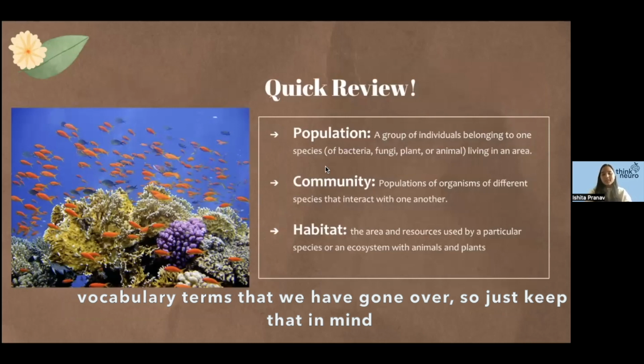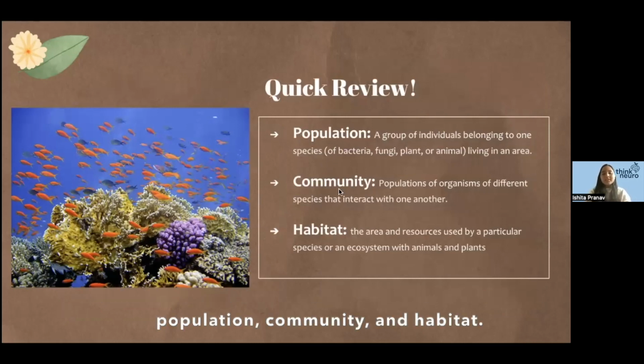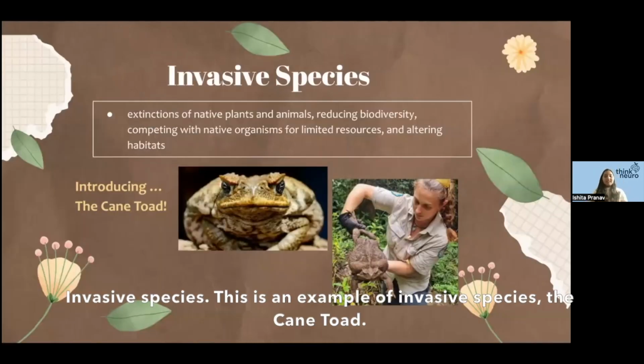Just to have a quick review, these are the different vocabulary terms that we have gone over, so just keep that in mind. Population, community, and habitat. Invasive species. This is an example of invasive species, the cane toad.